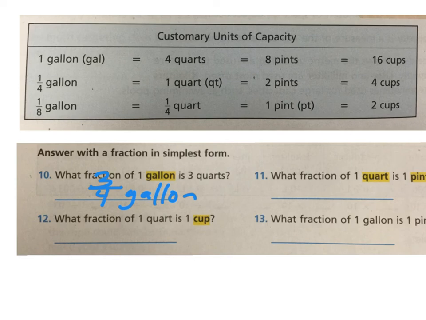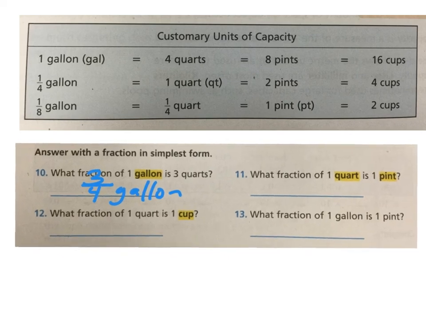Okay, number 11. What fraction of 1 quart is 1 pint? Okay, so we're looking at quarts and pints here. 1 quart, and it takes 2 pints to make 1 quart. So that's our denominator, 2 pints to make that 1 quart. And how many pints do we have? We have 1 of them. 1/2 of a quart. 1 pint is equal to 1/2 of a quart. Okay, look at the charts. Solve number 12 and number 13 on your own. Pause your video, come back when you're done.